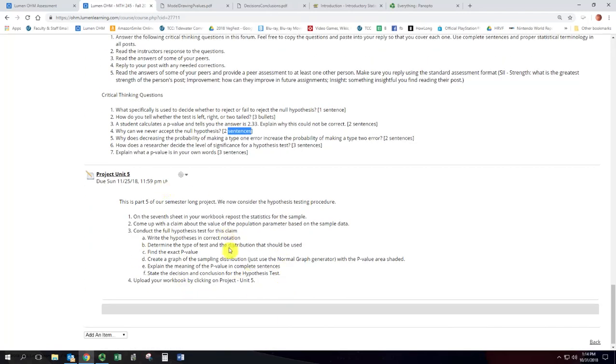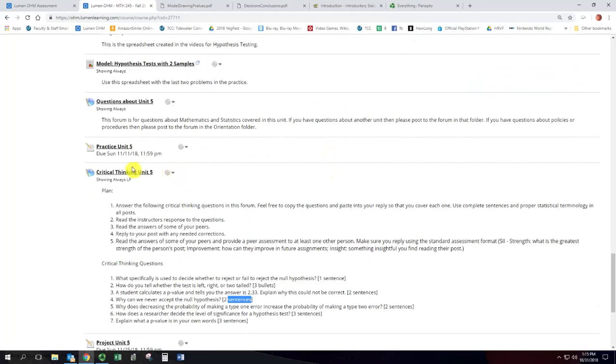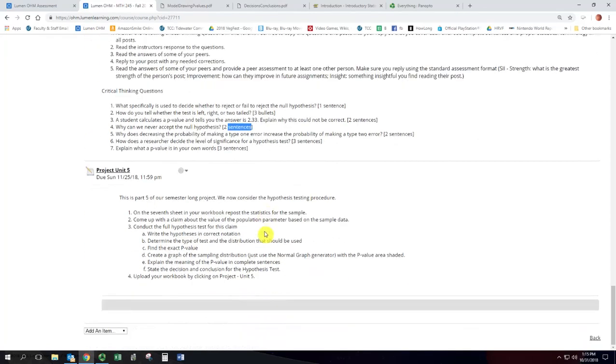Last but not least, the final part of our semester-long project: we're going to do a hypothesis test with a claim that you come up with, compare that sample data with it, and see whether you're right or not based on that sample data. As usual, you want to go through the practice, then the critical thinking, and then the project, in that order.